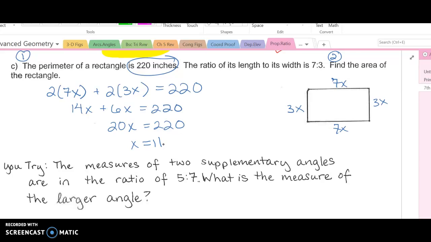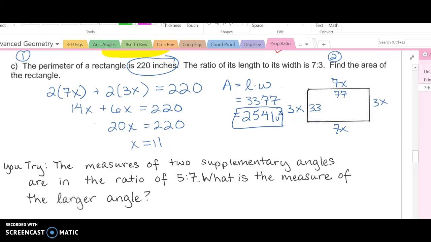Okay, but what the question asked for, now let's transition to part 2. Now that we know that x is 11, this side has to be 7 times 11 or 77 in length, and this side has to be 3 times 11 or 33 in length. So when I go to find area, remember area for a rectangle is length times width, right? So I'm saying 33 times 77, which gives me 2,541 for the area. So that would be, I'm going to say U stands for units squared.